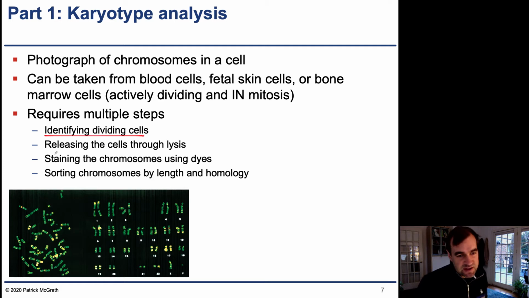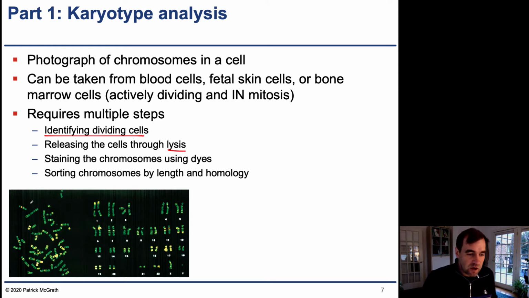You have to release the contents of the cells through lysis. Lysis is a term that's used to indicate that. You treat the cells, typically with either a chemical or some sort of physical force, in order to break apart the cell membrane and release the contents of the cell. Then you stain the chromosomes using a dye, so you want to be able to see the chromosomes, and then you simply sort the chromosomes by length and homology.